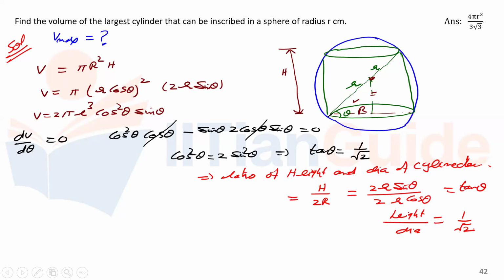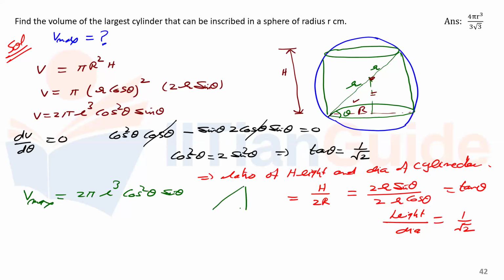Yes, sir. Okay. But anyway, forget about this, and come to the original question. He has asked the value of the volume. I'm calculating it. So the value of the volume, this is maximum. No need to do the second derivative. Forget this. That is 2 pi r cube cos square theta into sin theta. Okay, no problem. Tan theta I know is 1 by root 2.